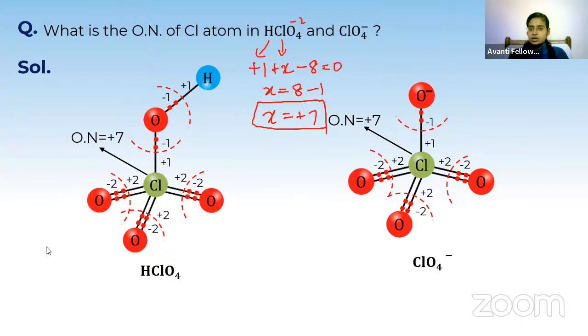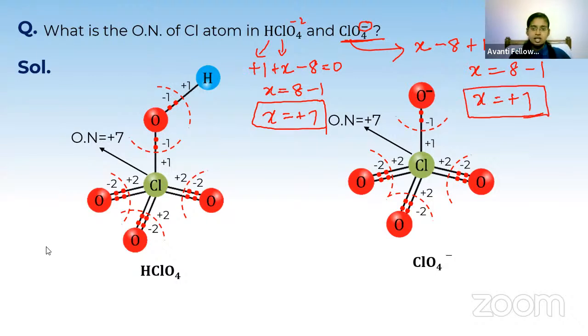Okay. Coming to the second compound. So I have chlorine, which is X. So there are 4 oxygens. So 4 into -2 is -8. And we have one minus charge, right? It means it has gained one electron. So X minus 8 minus 1 is equal to 0. So again 8 minus 1 will come out to be +7. Can you all understand?